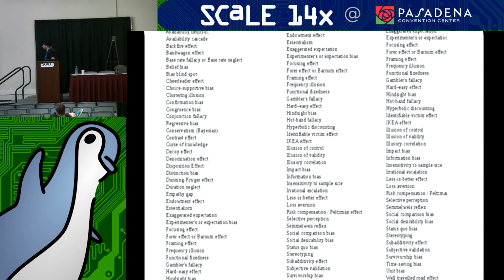So this is a list of biases from Wikipedia. As you see, it's long. There are some really fun ones. The well-traveled road effect. If you travel a certain route from home to work, the more often you've traveled the route, the shorter you'll think it is. There you go.